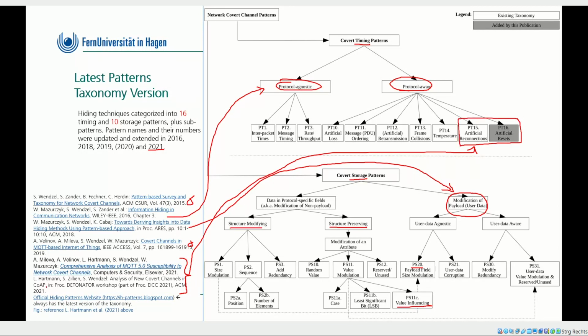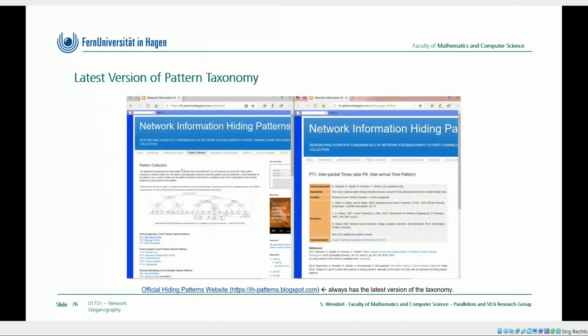Well, there's an official website for patterns, ih-patterns.blogspot.com, or just click on this link here, where you can browse the pattern collection and just click on some of the patterns, and then you get a description with the PAL-MAL tags, a slightly modified version of PAL-MAL tags here, where you have evidence, context, and so on.